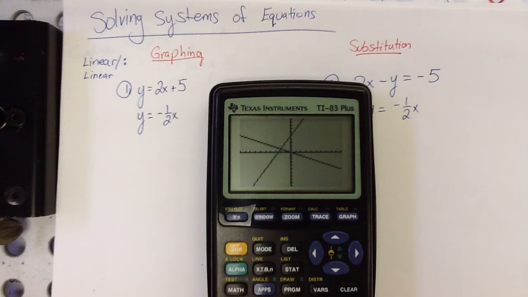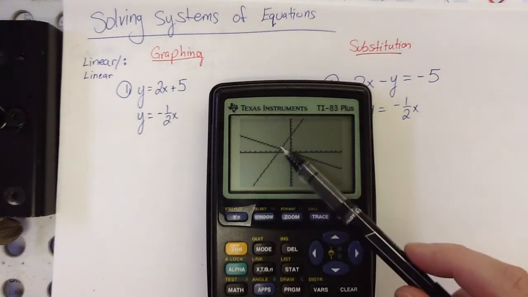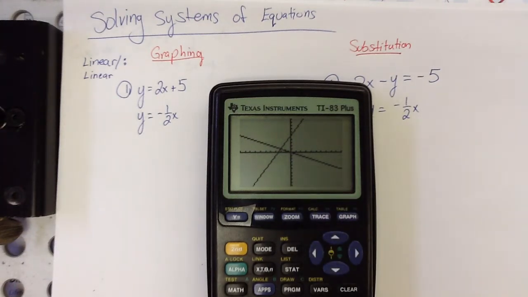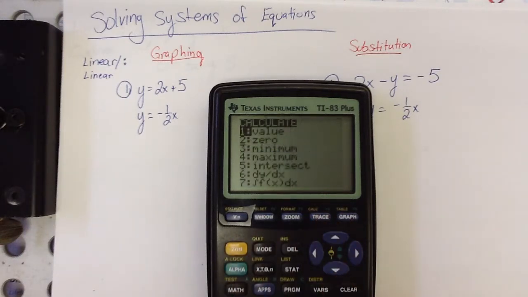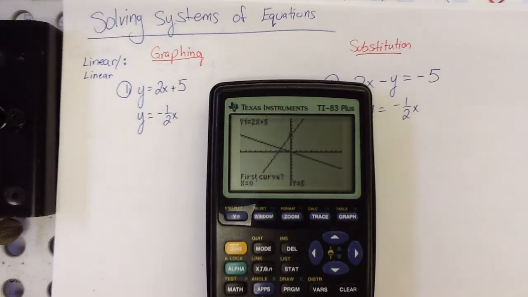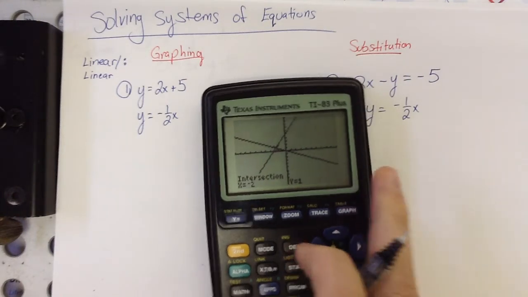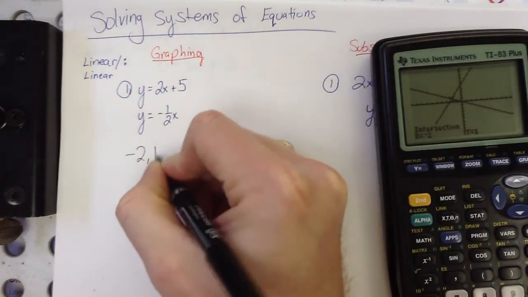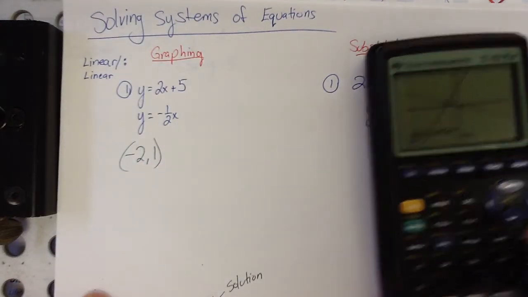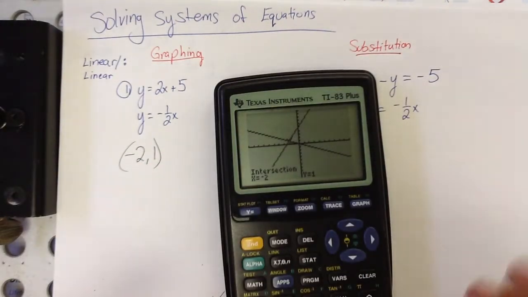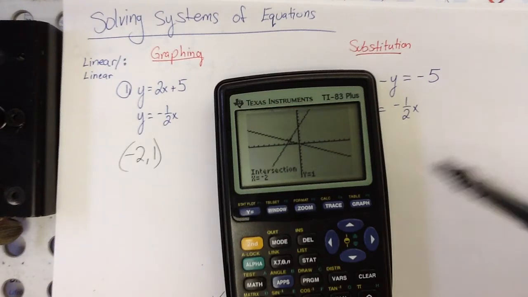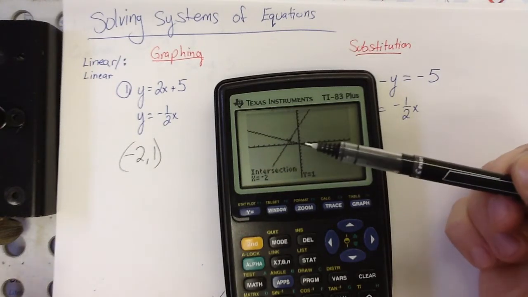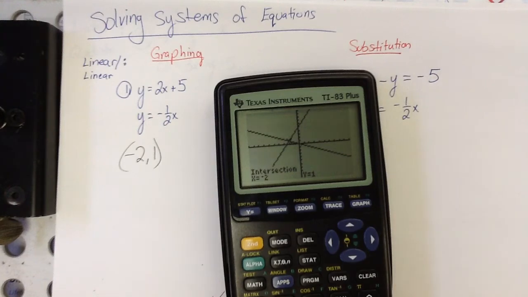Okay, they're crossing. Now don't eyeball it. That's the one thing you don't want to do. Use the same method you've been doing. Second trace, intersect. Second trace, 5. All right, one line, the other line, here's the x. Tell it to guess. You don't even have to move anything. Just hit enter 3 times. Negative 2, 1. That's your answer. It is an xy coordinate, an ordered pair. So it's negative 2, 1.